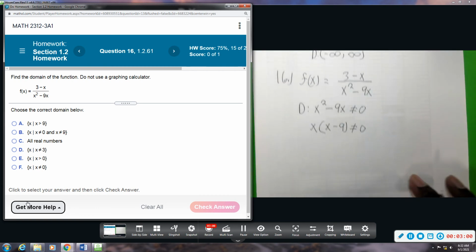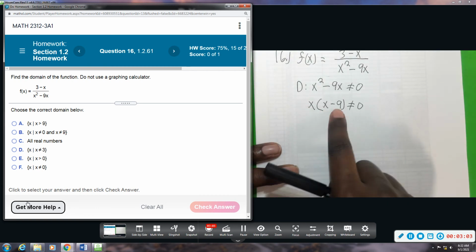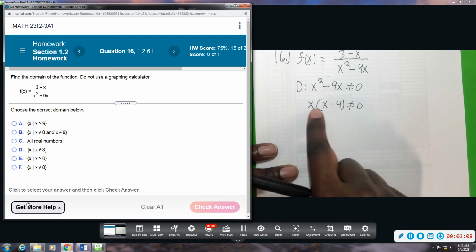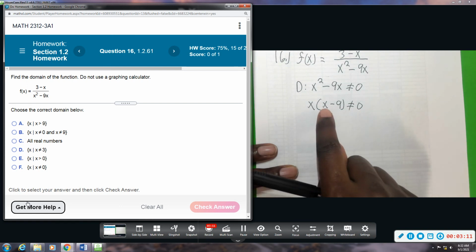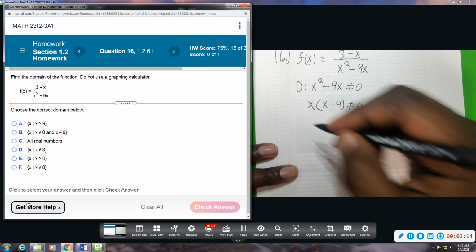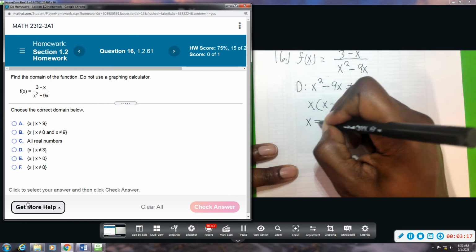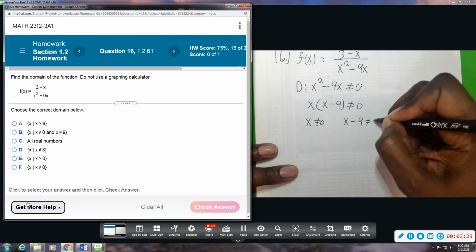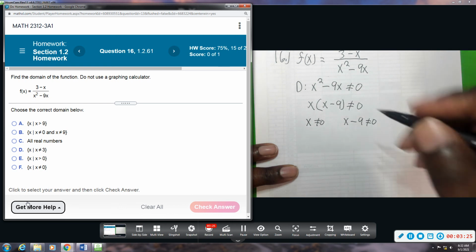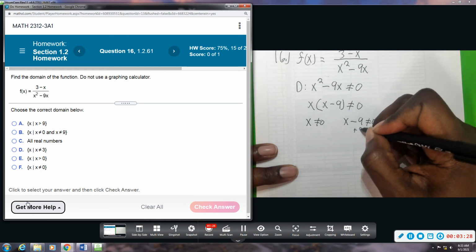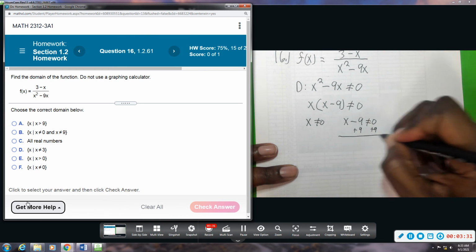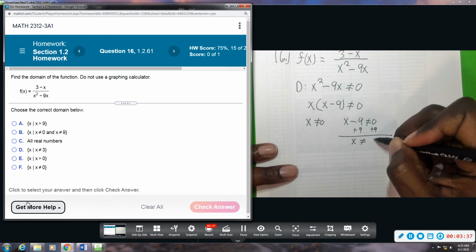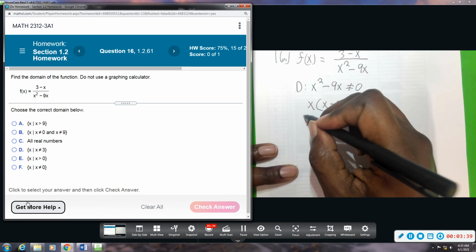And then from here to find our domain, we have 2 separate terms. These are being multiplied. So if x is 0, this whole thing, when you multiply, is equal to 0, which we don't want. Or when we set this one equal to 0, we'll see if we get 9. So you have 2 parts. We have x cannot be equal to 0, and we set this part, x minus 9, not equal to 0. So you have to do both. And we're going to add 9 to both sides. And then we get x cannot equal 9 here, and we have x cannot equal 0.